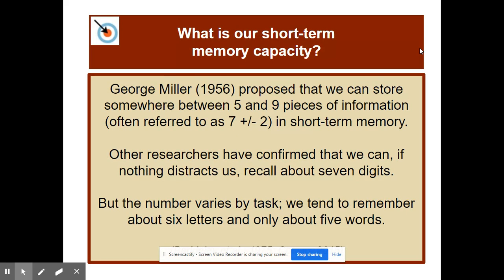What is our capacity? I just said this. You've heard of the seven wonders of the world. Researchers confirm that we can take in anywhere from 5 to 9 pieces of information, so we typically say 7 ± 2. Once we get more than that, we have a hard time recalling. We're going to do some activities with this tomorrow that will work our short-term memory capacity.